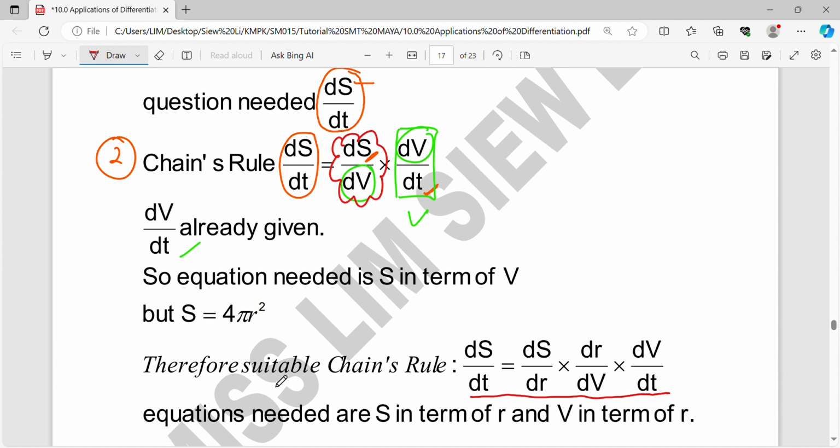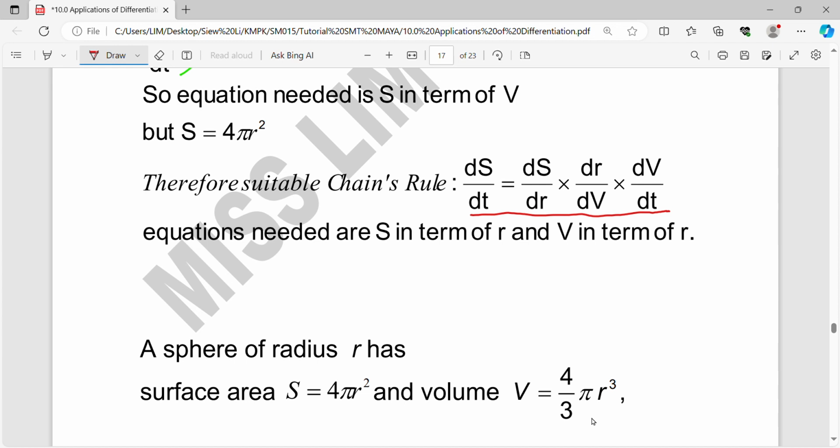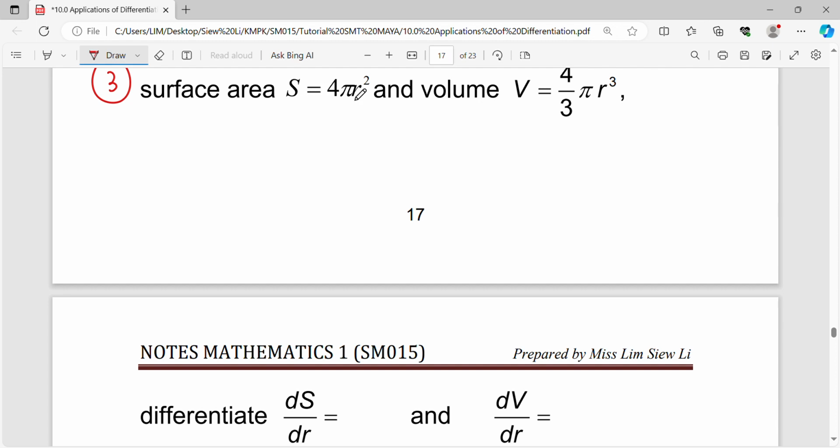So the equations needed here will be S in terms of r, surface area in terms of r, and V in terms of r. So we go for step number 3: surface area in terms of r, and volume in terms of r. What we need to find is to differentiate surface area with respect to r. But for V and r, we differentiate volume with respect to r, then we inverse it to get dr/dV.